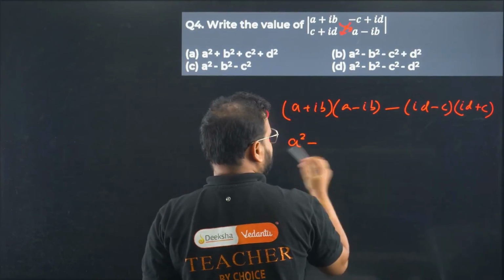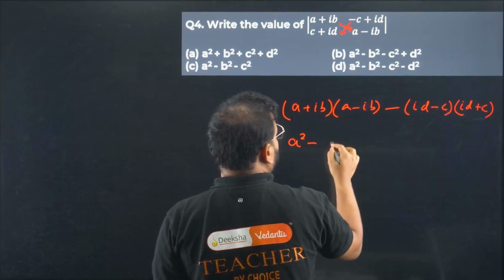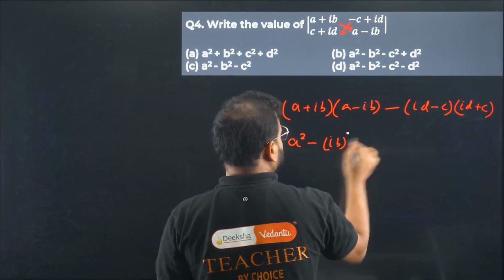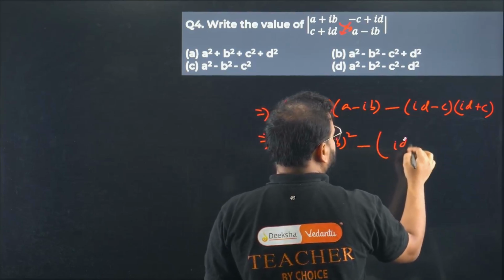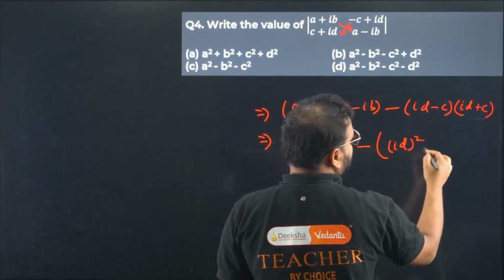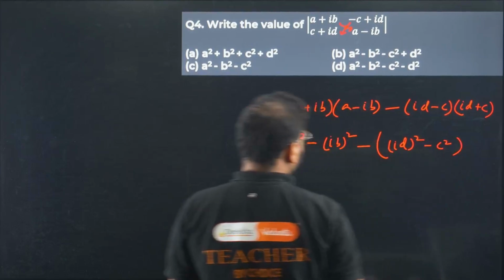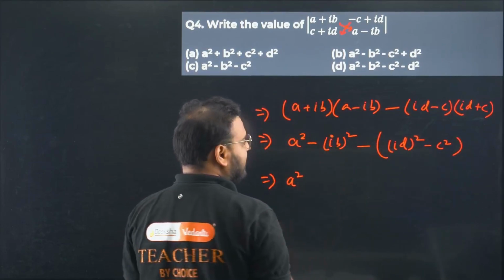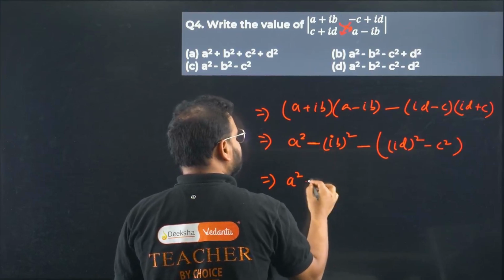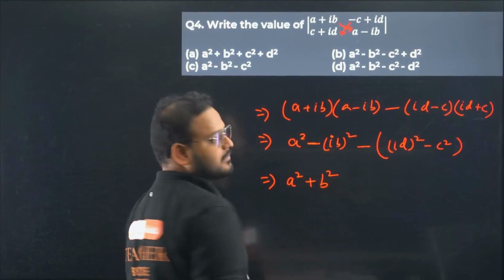There's a minus sign, a square minus b square. So we'll have over here I b the square. Here it comes a minus sign. Over here we get what? id square, and we have minus c square. Carefully look, a square. Square of I is how much? Minus 1. There's a minus over here, becomes plus. So plus b square. Got it?